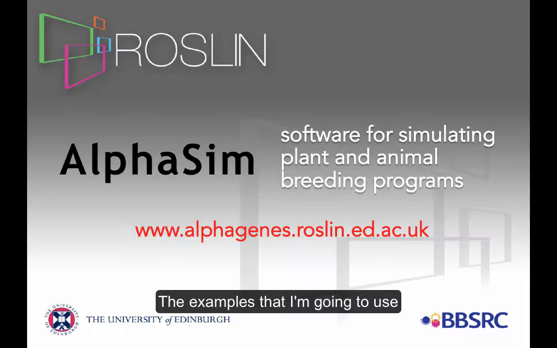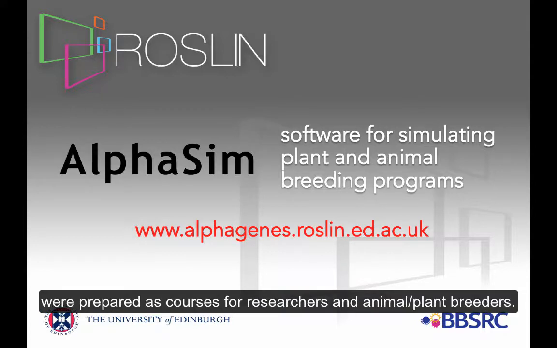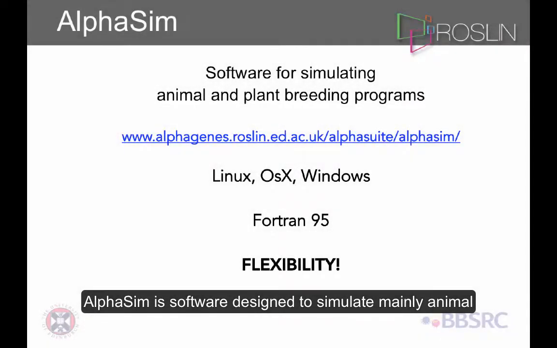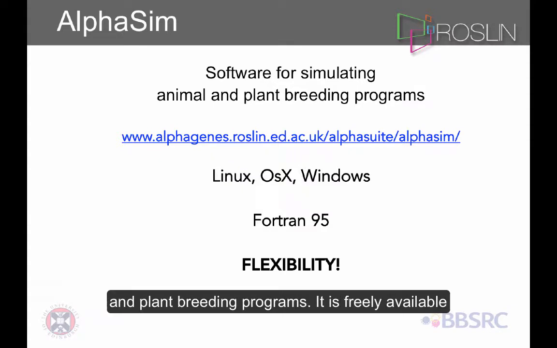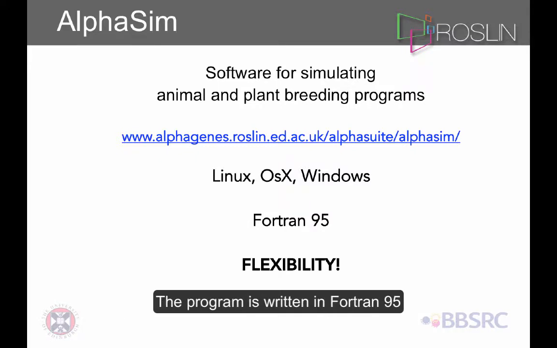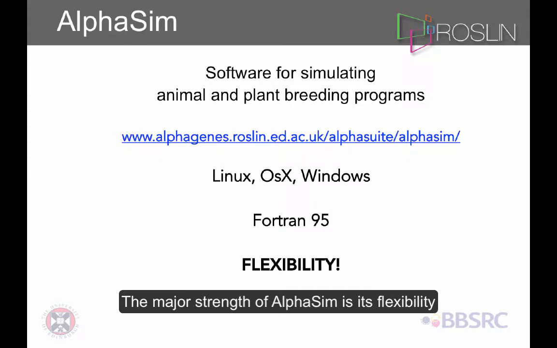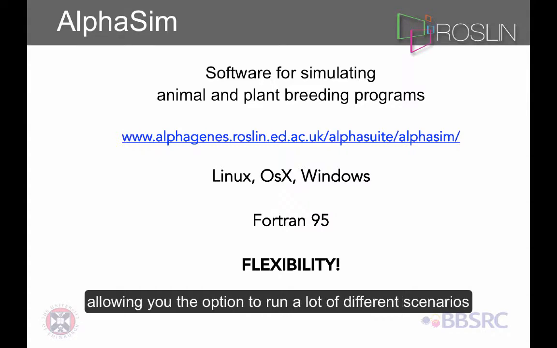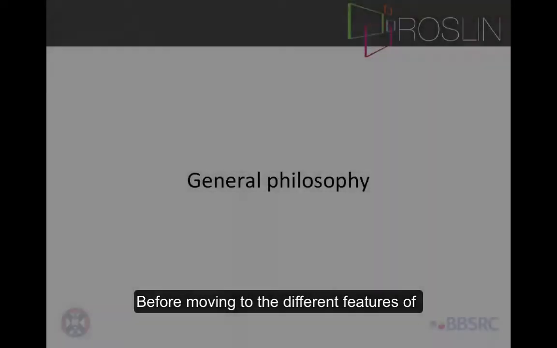The examples that I'm going to use were prepared as courses for researchers and animal and plant breeders. AlphaSim is software designed to simulate mainly animal and plant breeding programs. It is freely available on our website and works in different operating systems. The program is written in Fortran 95 and is continuously updated. The major strength of AlphaSim is its flexibility, allowing you the option to run a lot of different scenarios.